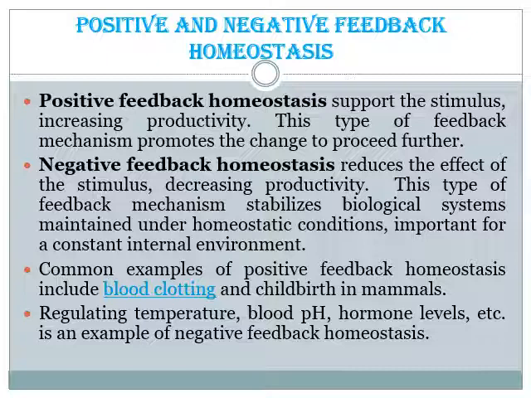So, blood clotting and childbirth in mammals are examples of positive feedback homeostasis, and regulating temperature, blood pH, and hormone levels are examples of negative feedback homeostasis.